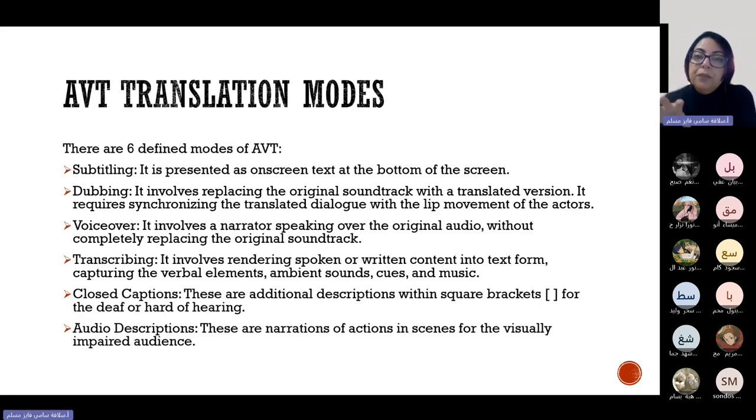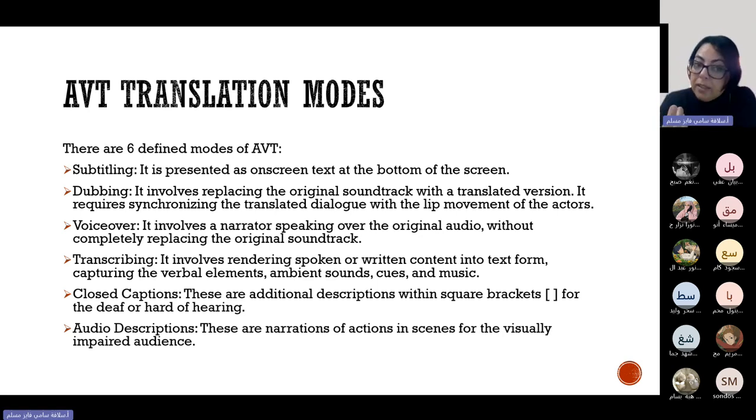Okay, there are different modes when we talk about audiovisual translation. There are in fact 6 modes. What are they? Subtitling. We all know what subtitles are. These are on-screen translations. The thing that I am saying now will be shown on a strip at the bottom of the screen. This is subtitling.